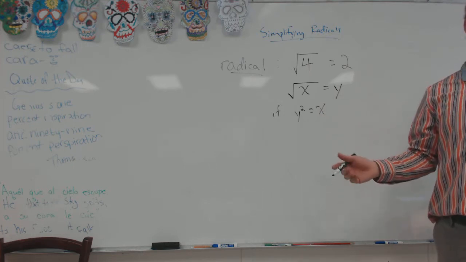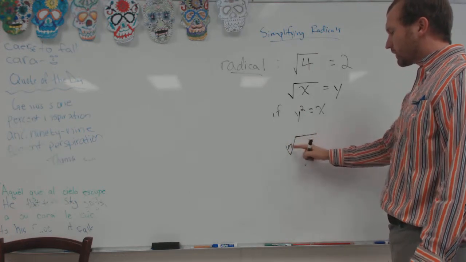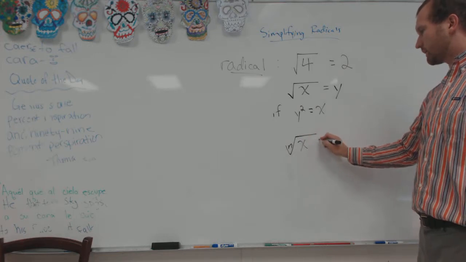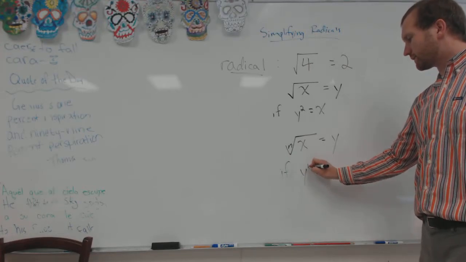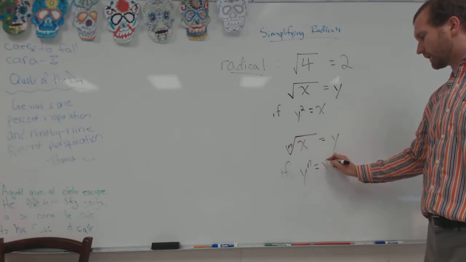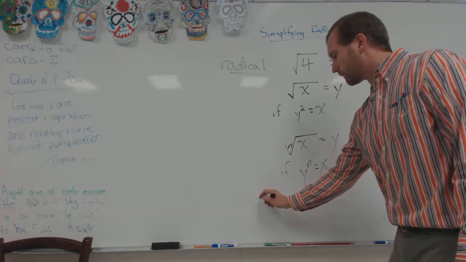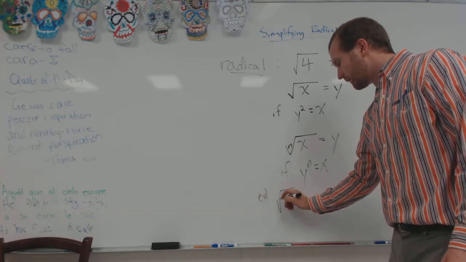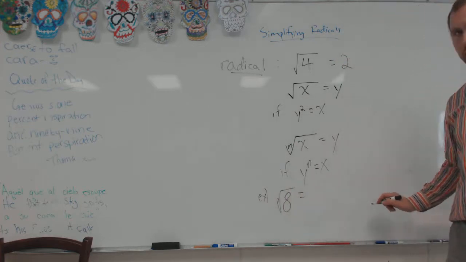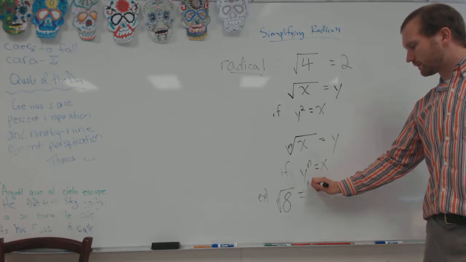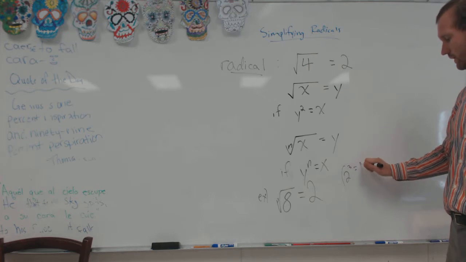And then I could say the nth root. So sometimes you'll see a little number in the root there. The nth root of x equals y if y to the n equals x. So for example, if I asked you for the third root of 8, we could say that would be 2 because 2 to the third equals 8.